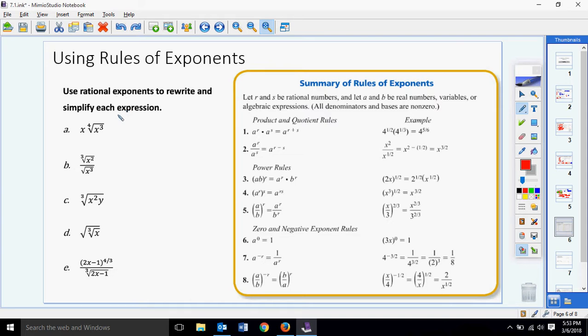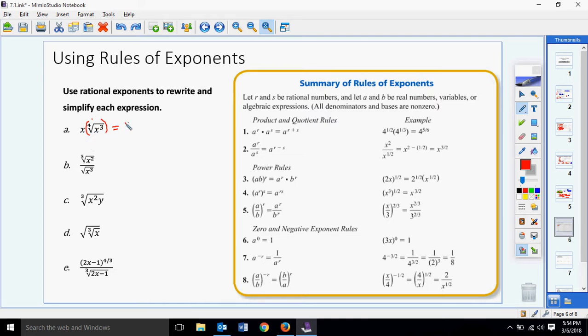Let's use rational exponents to rewrite and simplify each expression. Well, what's going on here? Before we can even talk about rules of exponents, we need to make sure that we have exponents and not square roots or fourth roots in this matter. So how can I write this, right? Because this is one term, it's being multiplied by x here. How can I write this set of parentheses as just x to a power?